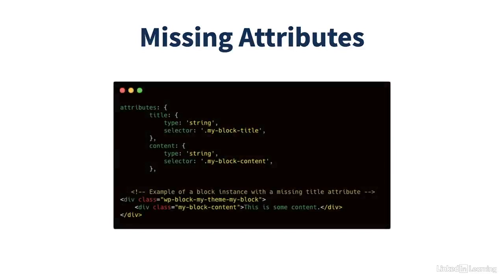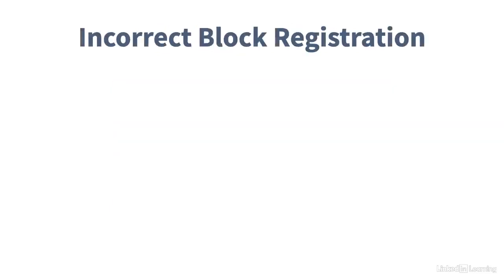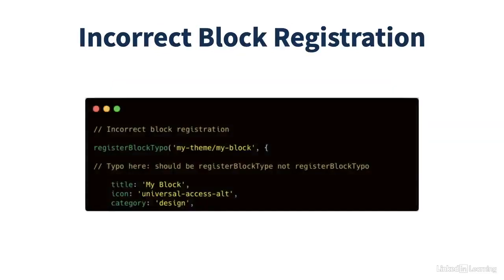Missing or incorrect attributes can also lead to validation errors. If your block expects certain attributes but doesn't find them or encounters unexpected attributes, it can't validate the data properly. Incorrect block registration is another potential source of trouble. If your block is not registered correctly in the WordPress environment, it can cause validation errors.